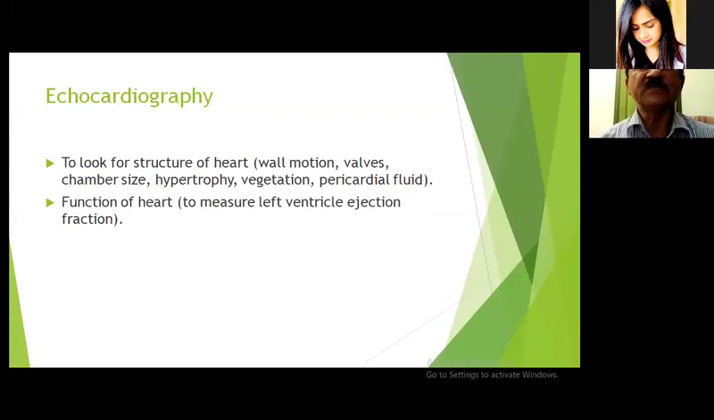Then after the structure, we look at the function of the heart, the pumping ability of the heart. With this, we can calculate the left ventricular ejection fraction.